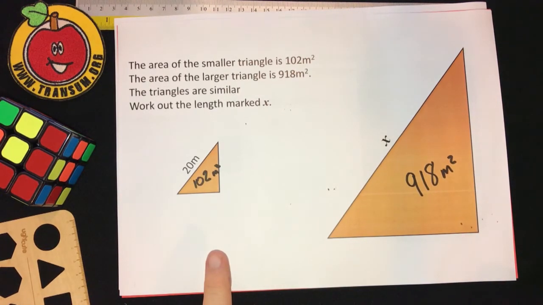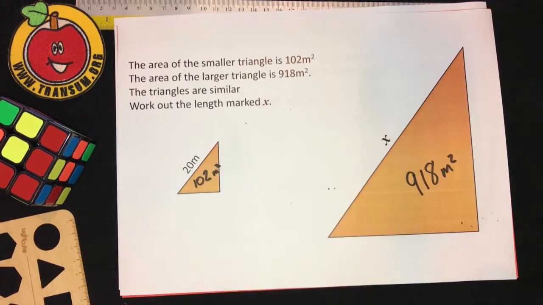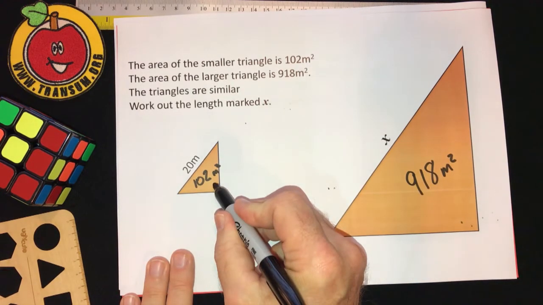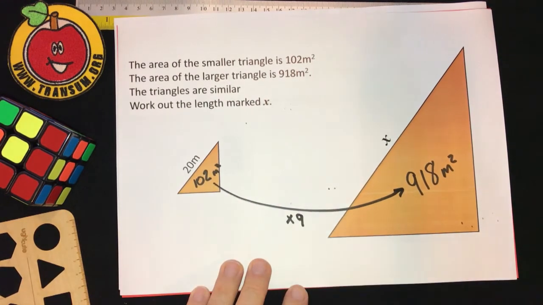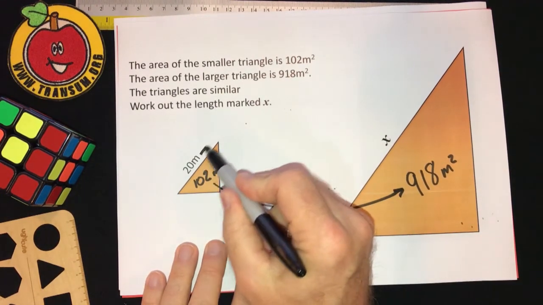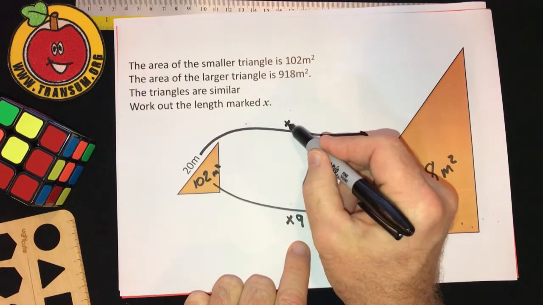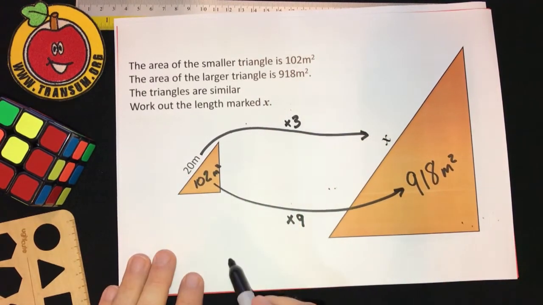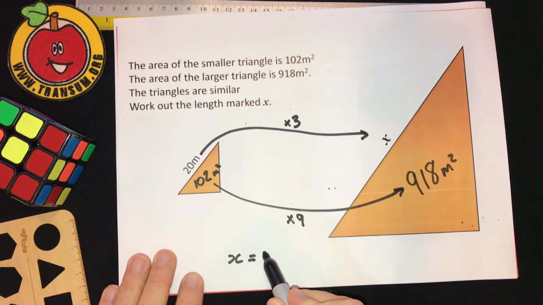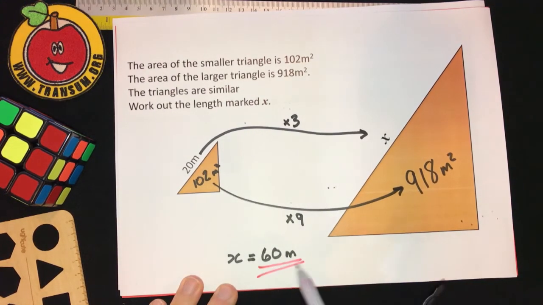The triangles are similar. Work out the length marked x. Well, I need to know the scale factor then. But with the information I've been given, I can work out that the area factor is 9. So that means the scale factor must be the square root of 9, which of course is 3. So x must be 3 times 20. X is 60 meters.